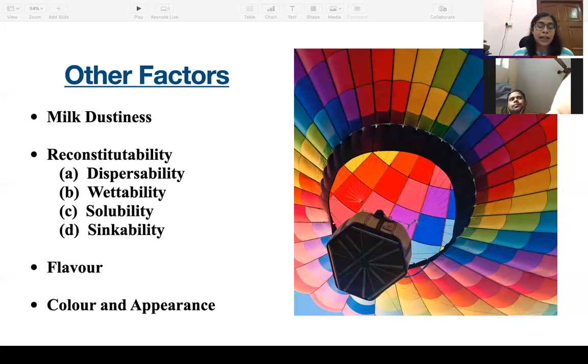Okay? And then the last point is color and appearance. Now, on a standard mode, whole milk powder should be uniformly light yellow for cow milk and creamy white for buffalo milk. But sometimes, due to improper management or due to techniques used, a brown color is obtained.